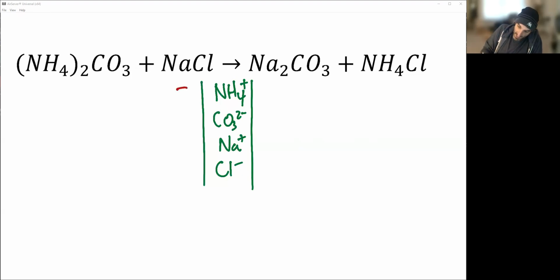So on the left-hand side, I have 2 ammonium ions. And on the right, I have 1 NH4 plus, right here. And there's my CO3.